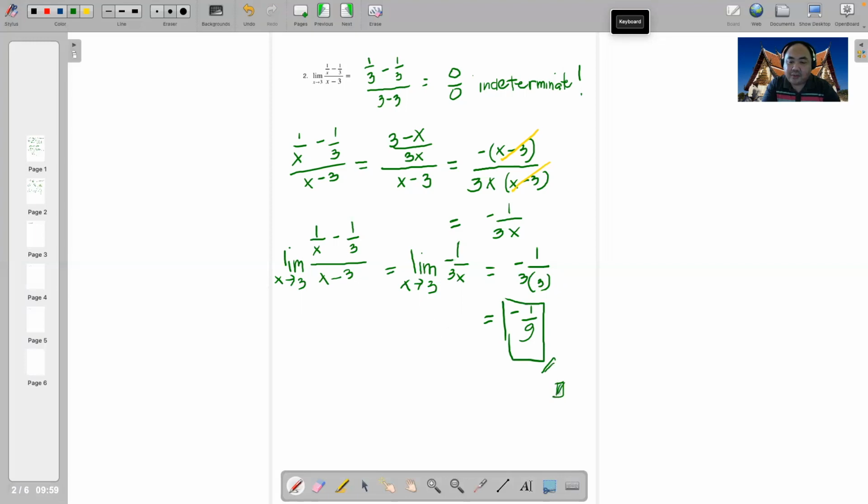Okay, so this time, what did we do? In order for us to find the limit of an indeterminate form, we needed to find an equivalent expression by simplifying a complex fraction. This is another method that you should try when finding the limit of an indeterminate form. Now let's move on to the third problem.